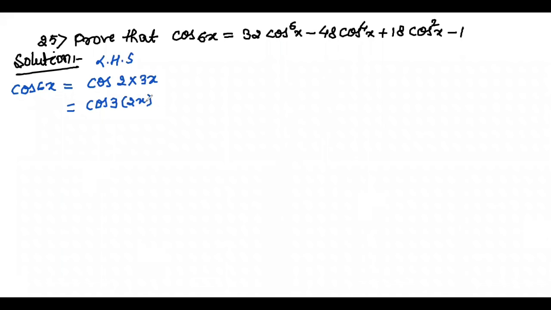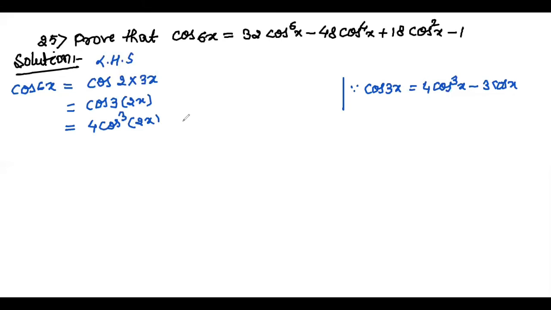Now I am applying the cos 3x formula. We know that the cos 3x formula is 4 cos cube x minus 3 cos x. So according to that I am applying 4 cos cube. Here the angle is 2x. So 4 cos cube 2x minus 3 cos 2x. Now here we have 4 cos 2x whole cube minus 3 cos 2x.